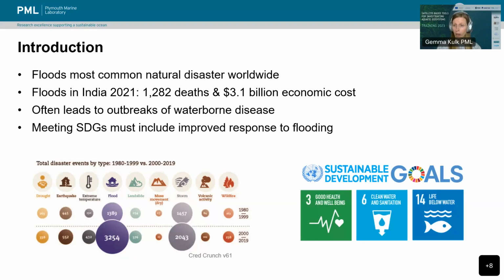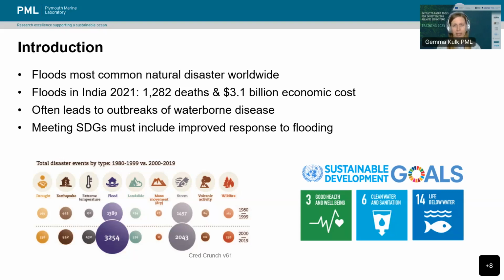Floods are also the most common natural disaster in India, with reports of nearly 1,300 deaths and an economic cost of $3.1 billion in just 2021. Floods can have major consequences, with the potential to destroy life, displace populations, break down infrastructure, destroy sanitation facilities, and impede access to food, clean water, and medicine. Because of this, floods are often associated with outbreaks of waterborne diseases such as cholera.